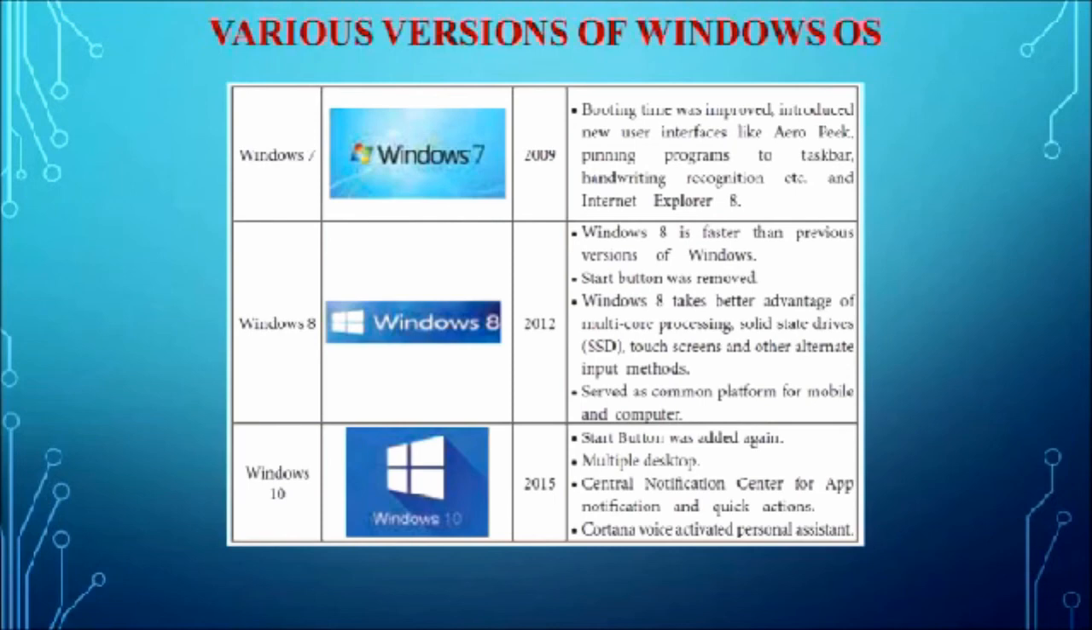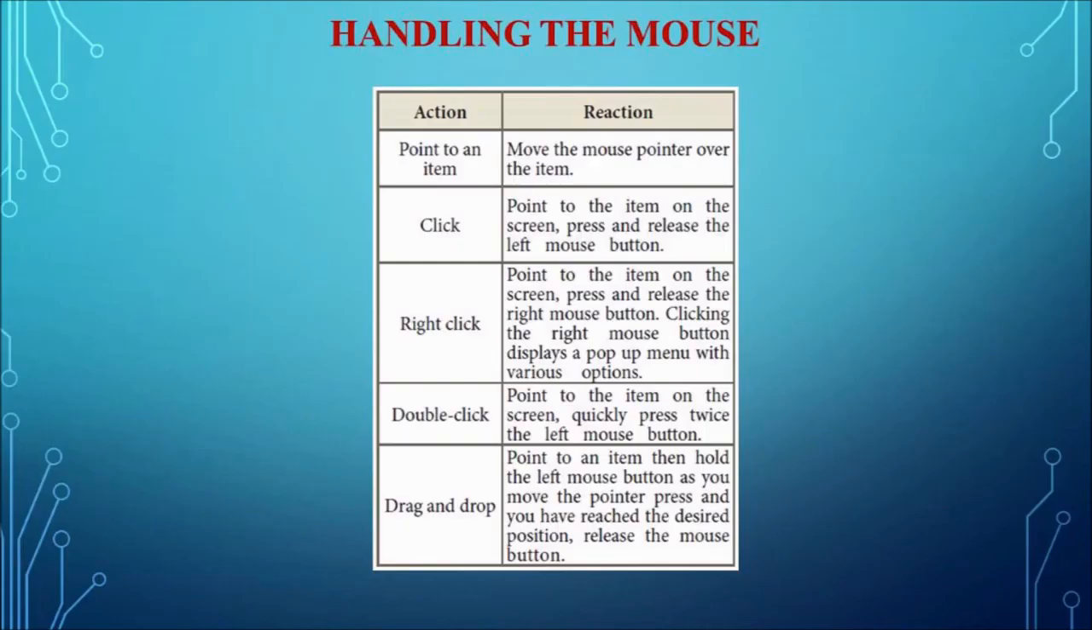So far we have seen different operating systems used in the computer, especially the Windows operating system. The next topic is handling the mouse. So now let us see how the mouse can be handled, and the action of the mouse and the reaction. First one is point to an item. Move the mouse pointer over the icon or item.